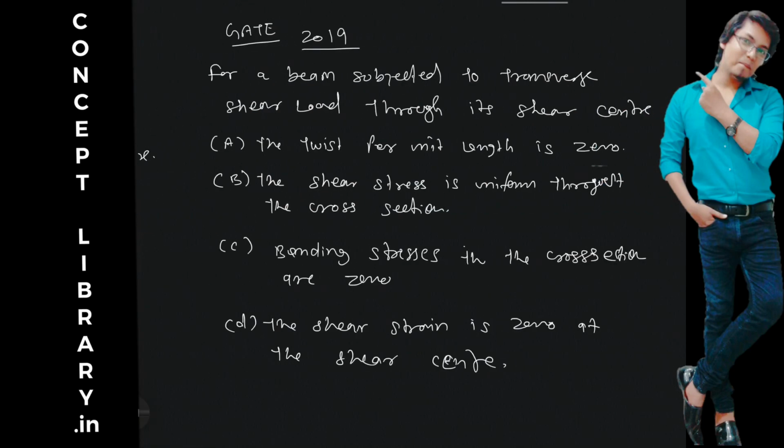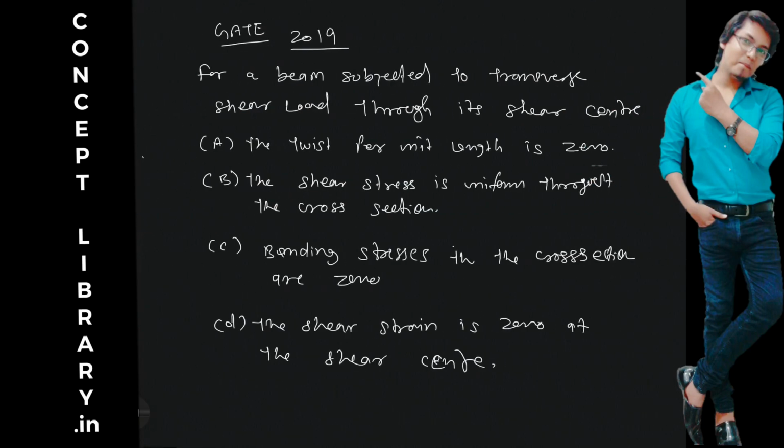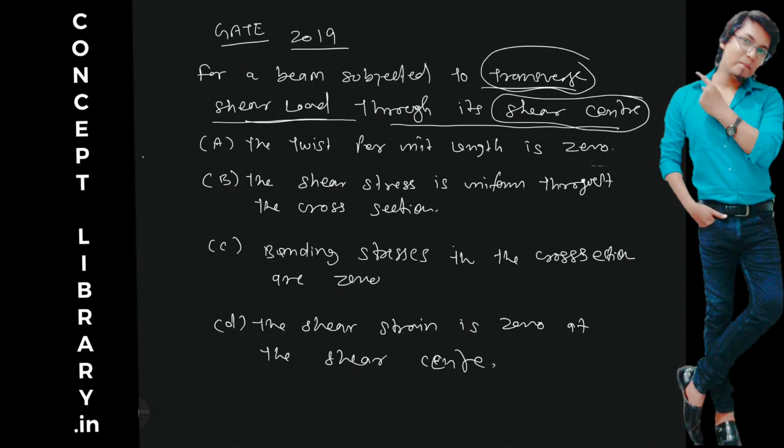Now next, a GATE 2019 question. For a beam subjected to transverse shear load through its shear center, we have four options. They are saying we have a beam, over the beam we have a load acting, and that load is a transverse shear load, and we have to choose the right option. The load is acting on the shear center. So definitely if the load is acting on the shear center, then the twist per unit length is 0. I mean we don't have twist, correct? We will be having moment but we will not have twist. So option A is correct.